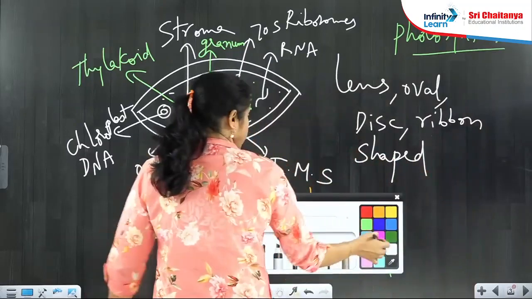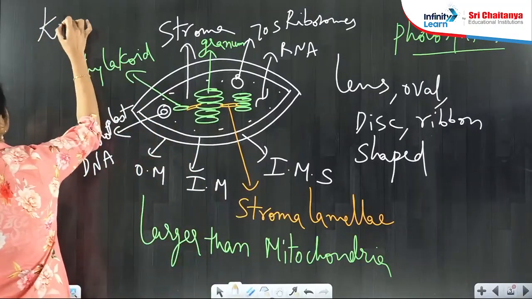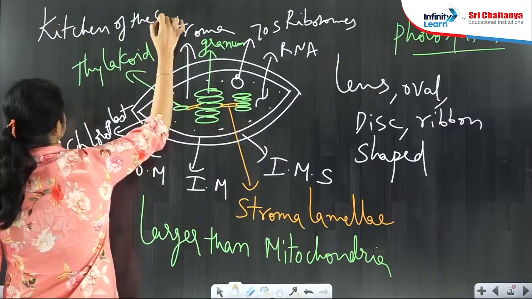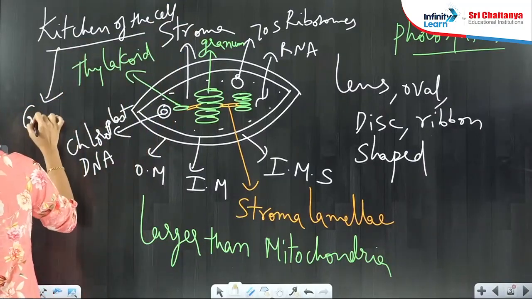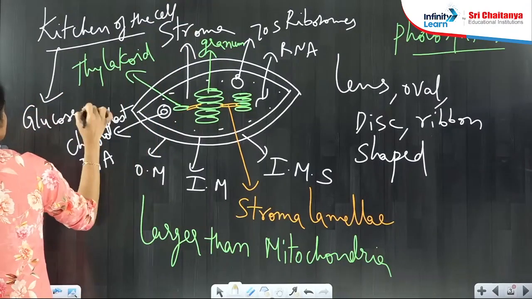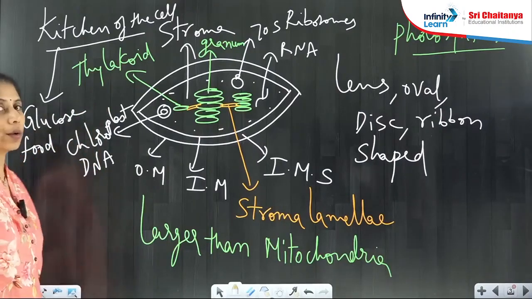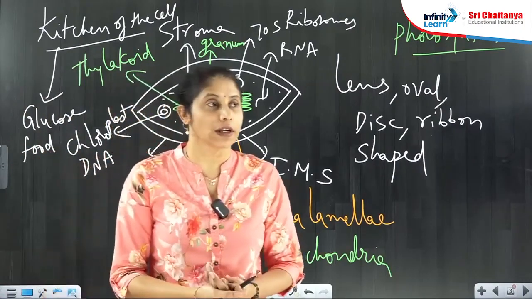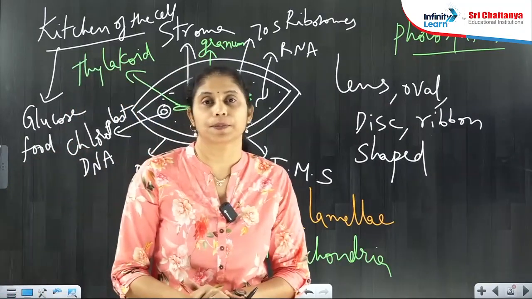These are called photosynthetic cell organelles or the kitchen of the cell, because they are concerned with the production of glucose. Glucose is nothing but food. So this is involved in photosynthesis, so it is called the photosynthetic cell organelle. That is the main function of the chloroplast.